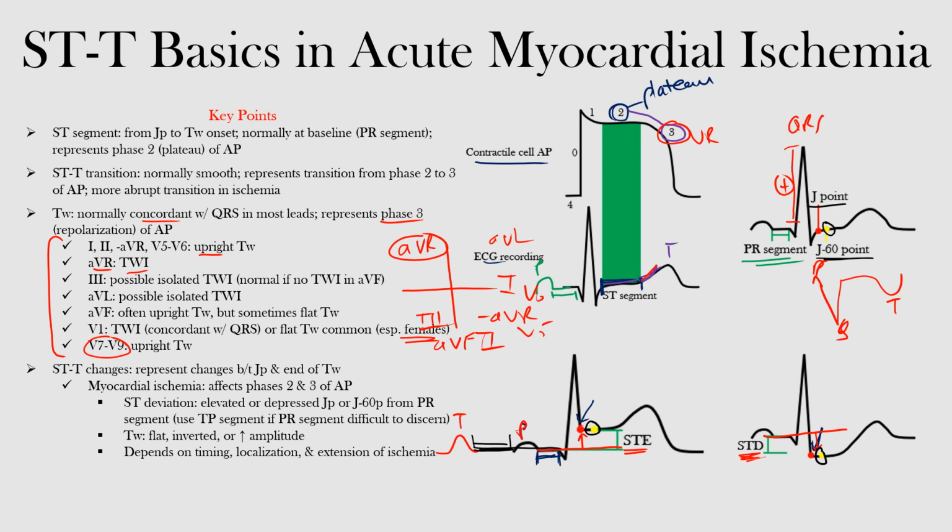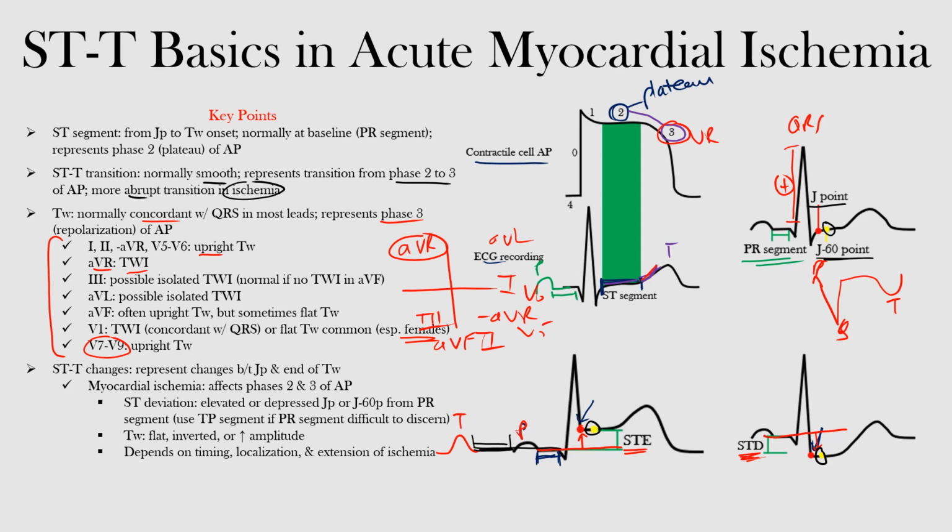All right, let's briefly review what we discussed before we end. So remember, the ST segment is from our J point to the T wave onset. It's normally at baseline, and remember, baseline we defined as our PR segment. It represents phase 2, that plateau phase of the action potential. The ST-T transition, we said normally should be smooth. It represents the transition between phases 2 and 3. If there's more of an abrupt transition, that's seen more in ischemia.